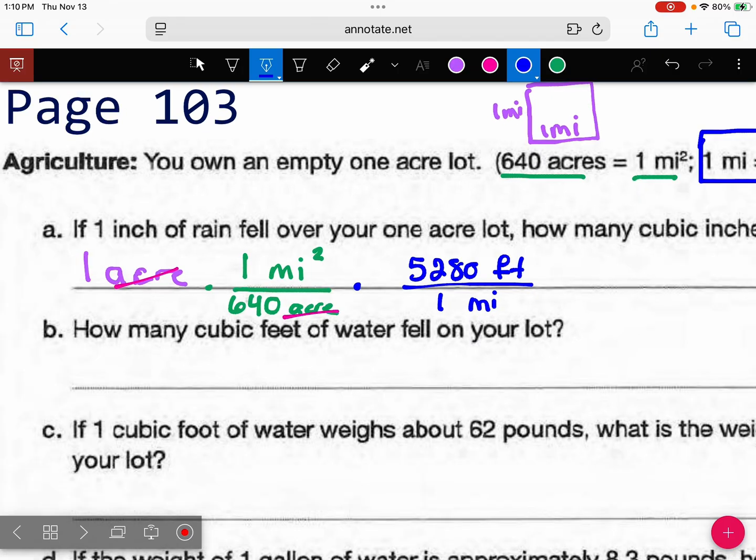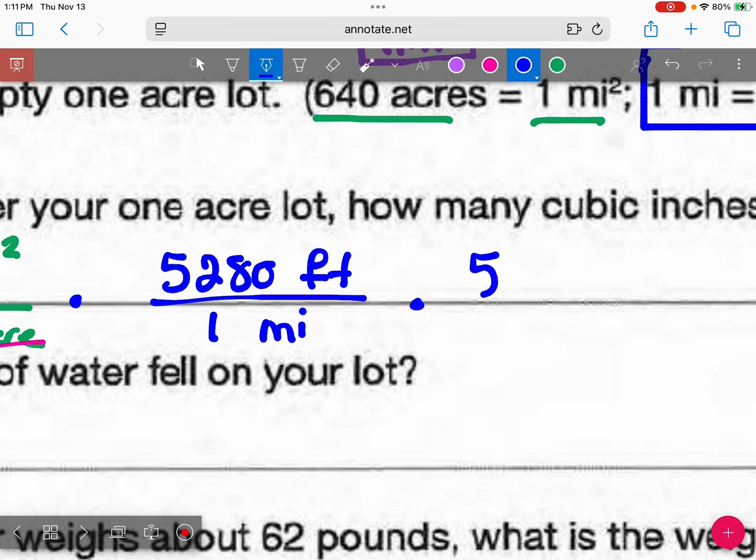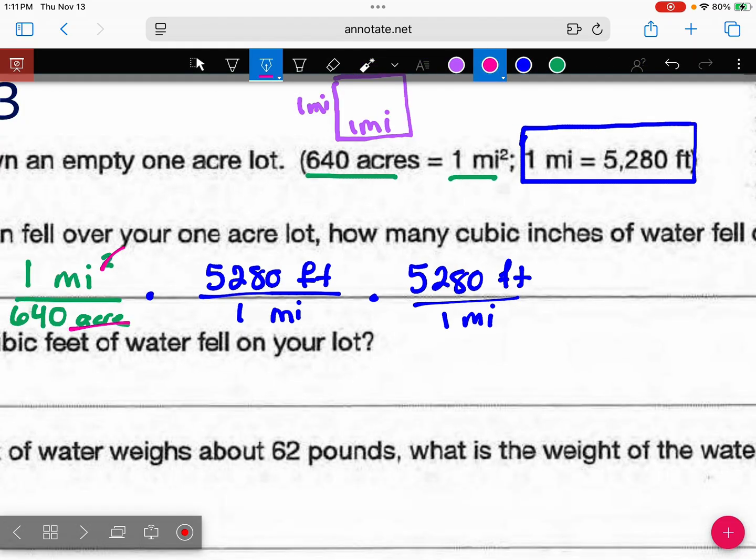So if I want to be able to cancel out miles squared, option 1 is to just square it. Technically, or I could multiply it by another mile. Again, our 5,280 feet per mile. That will get rid of both miles. The miles squared will cancel out with that one, and that one will cancel out with that one. So that's going to give us square feet.